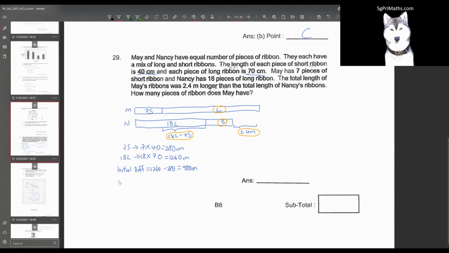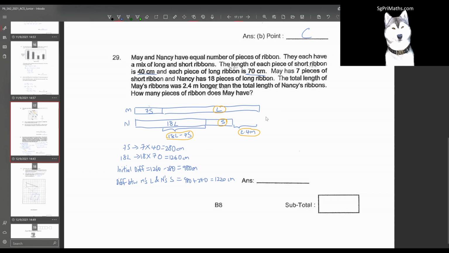Okay, then the difference between May's long and Nancy's short, which is the orange one here and here, the difference between this bar and this bar will be equal to 980 plus 240. 240 because 2.4 meters is 240 cm. This will give us 1220 cm. Okay, then now we try to understand what 1220 means in terms of the model.